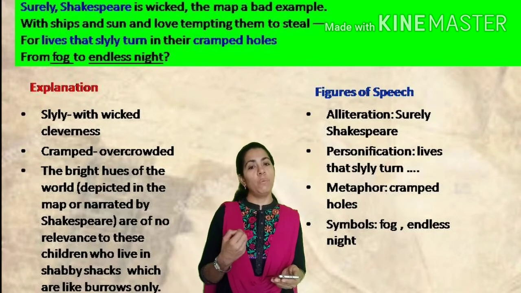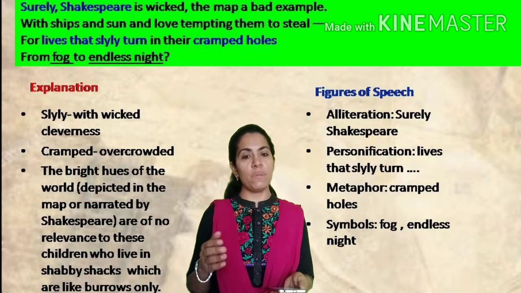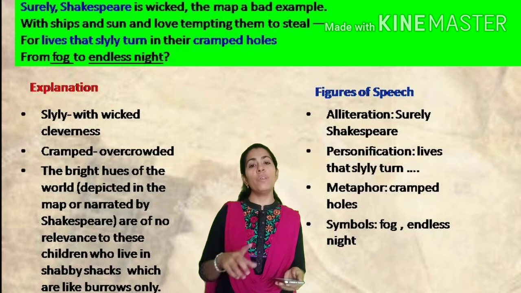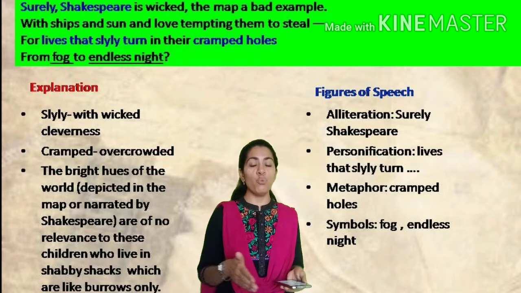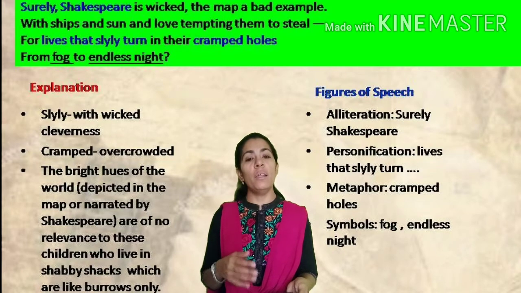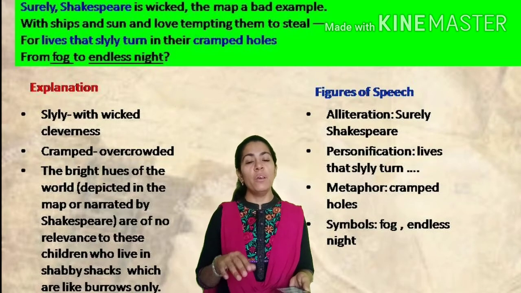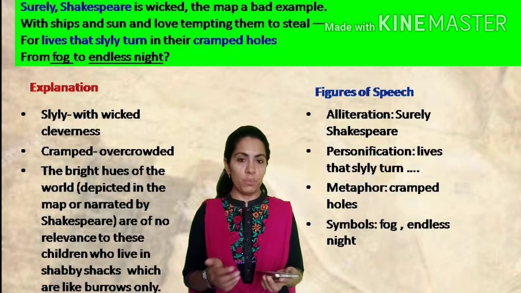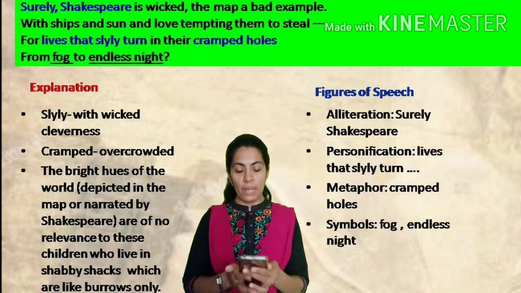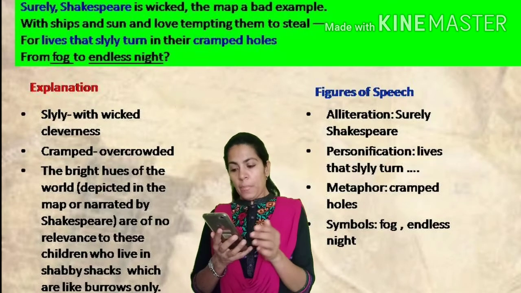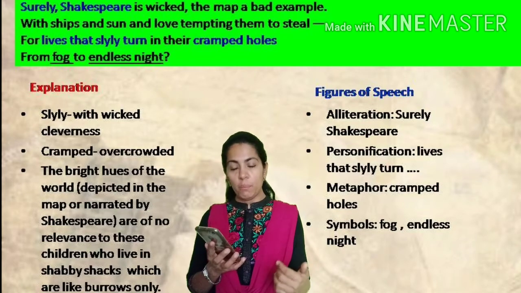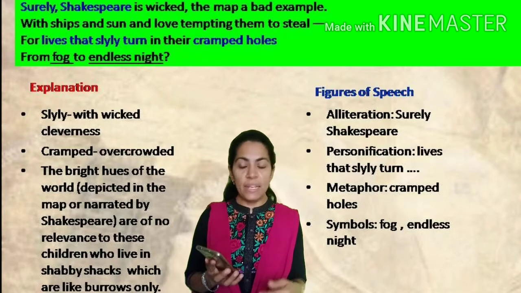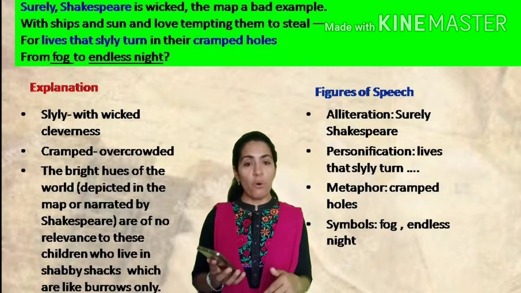Now, crammed holes, overcrowded, congested, holes can be considered as burrows. So there is a metaphor again used here. The poet is comparing the children to the rodents, indirectly, as if they are living in the burrows. So the shacks, the shabby shacks where they are living, they are compared to the burrows, and the poet feels that their life is no better than the lives of the rodents. So we'll read the lines again. Surely Shakespeare is wicked, and the map a bad example, with ships and sun and love tempting them to steal for lives that slyly turn in their crammed holes from fog to endless night.